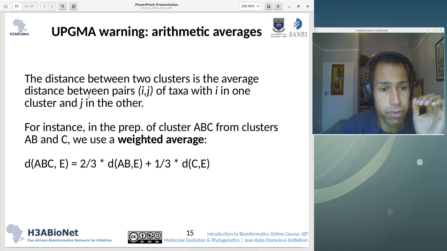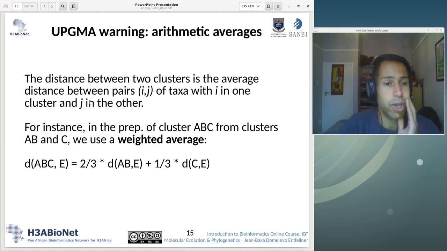So remember, in the definition of the algorithm, we had it that the distance between 2 clusters is the average distance between pairs ij of taxa with i in one cluster and j in the other. Okay? So if there are, for instance, 3 taxa in one cluster and 2 taxa in another, you'll have to average all the distances, the 6 distances involving pairs of taxa, one being in one cluster and the other being in the other cluster.